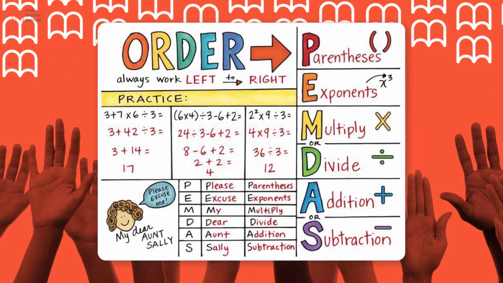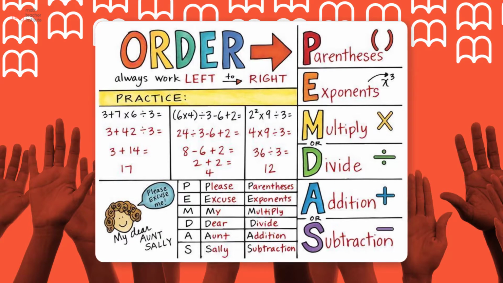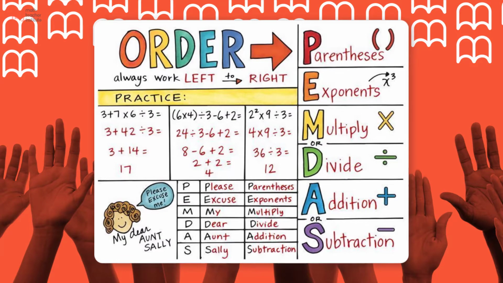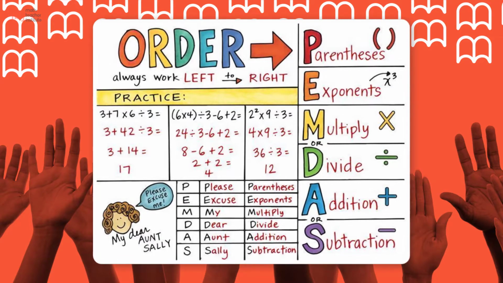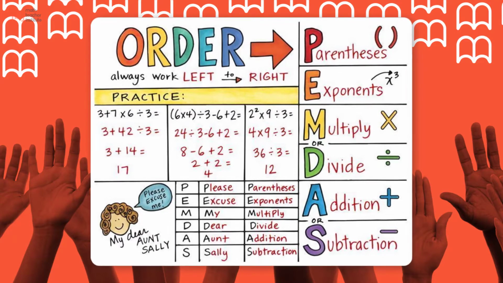So, when we were all in school, there's a good chance we probably learned PEMDAS. Please excuse my dear Aunt Sally. I don't know who Aunt Sally is or why we have to excuse her, but that was how we remembered our order of operations. Parentheses, exponents, multiplication, division, addition, subtraction. Unfortunately, this presents at least two pretty significant issues that we have to deal with.